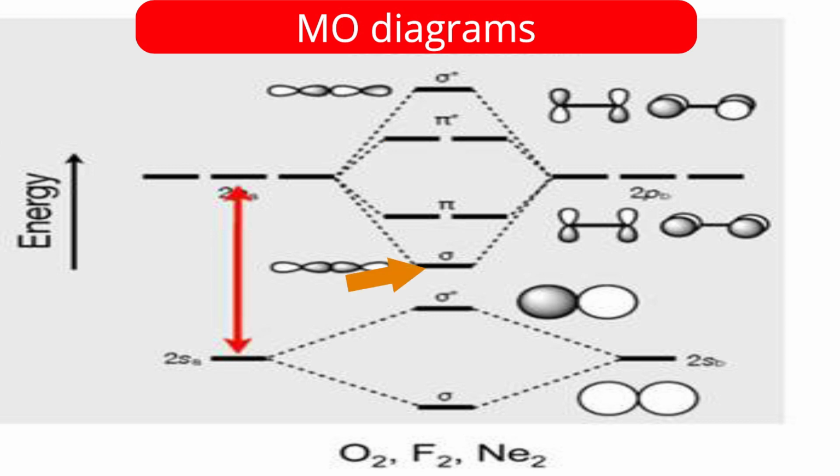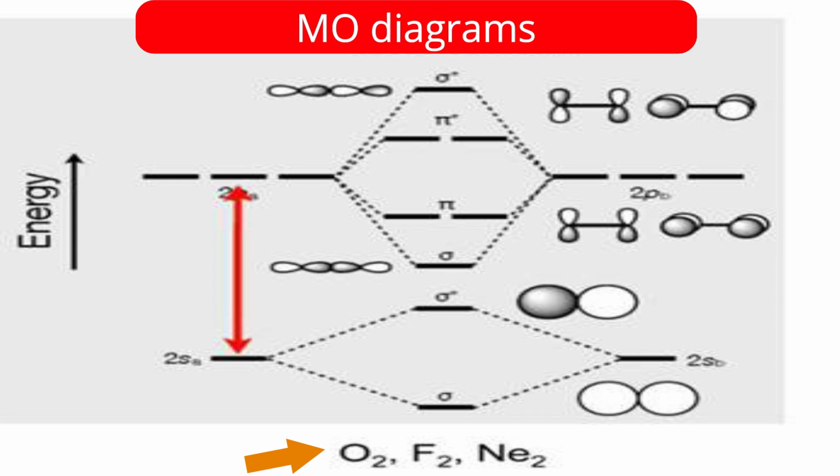Energy of sigma 2pz is lower than the pi 2px or pi 2py. Why? Because sigma 2pz orbitals experience strong interaction, so its energy decreases, which was not the case in the previous situation. There, the energy of sigma 2pz was higher. Now here, why is the energy of sigma 2pz not disturbed?